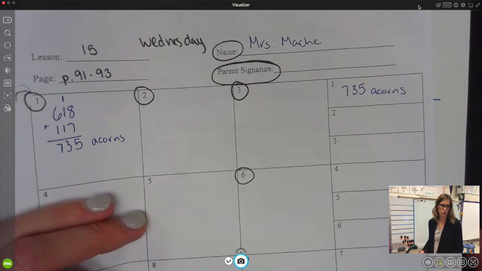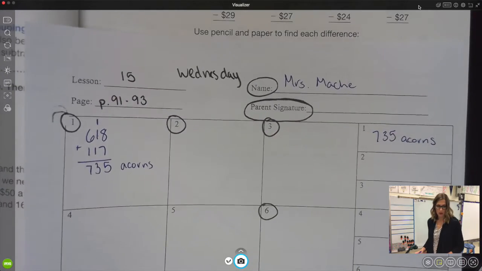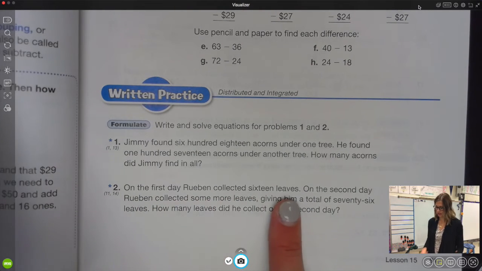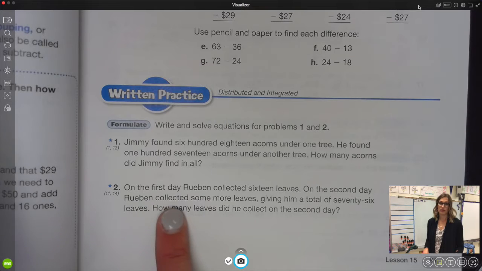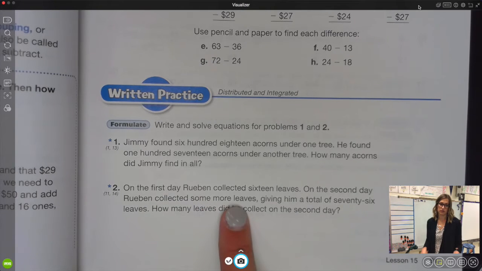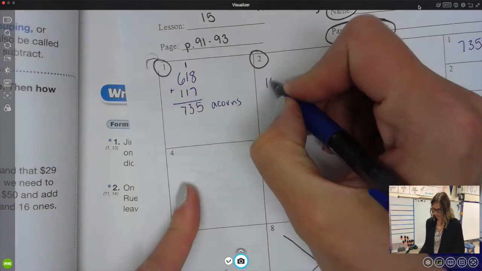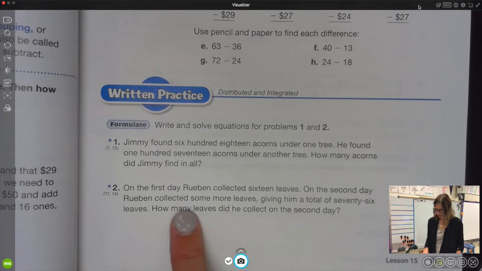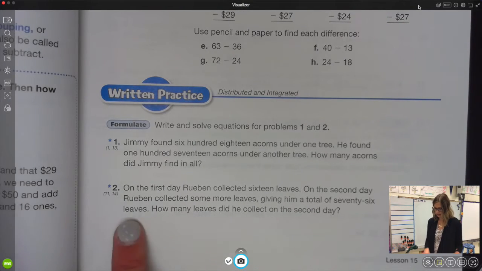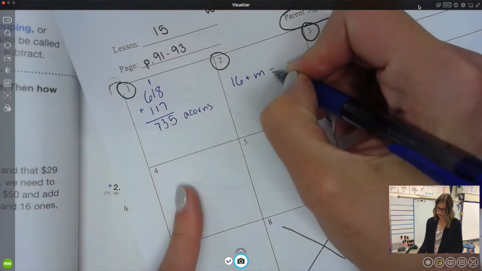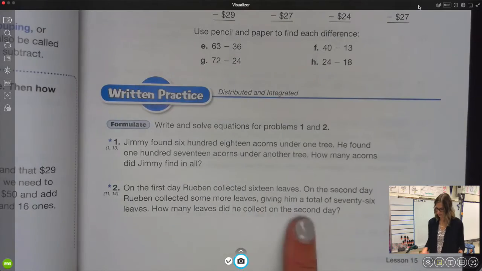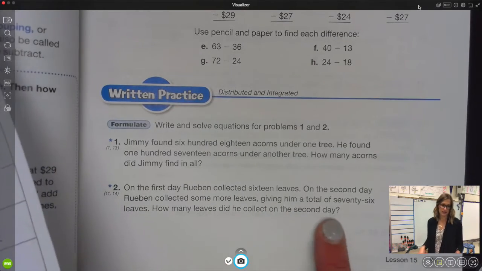Let's go to number 2. Number 2 says, on the first day, Reuben collected 16 leaves. On the second day, Reuben collected some more leaves. Did he tell us how many? We just know it was 16 plus more, giving him a total of 76 leaves. Total, so what comes after the equal sign? 76 leaves. How many leaves did he collect on the second day?